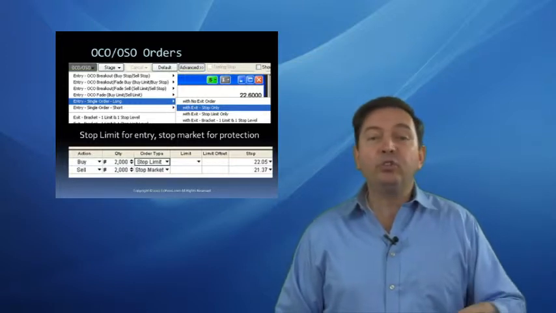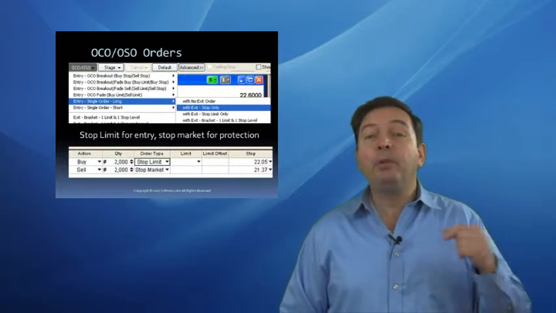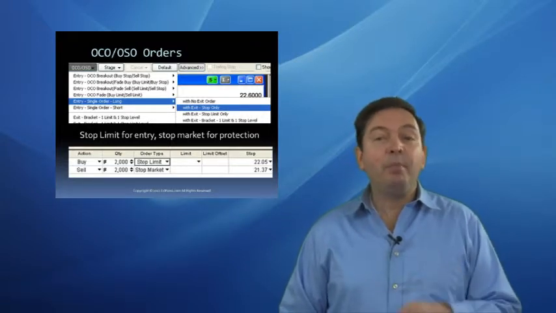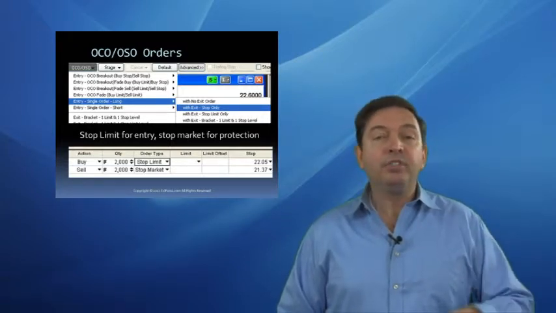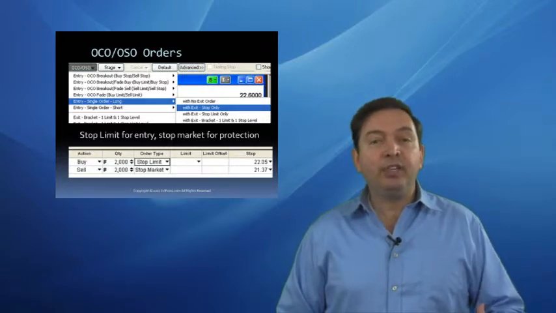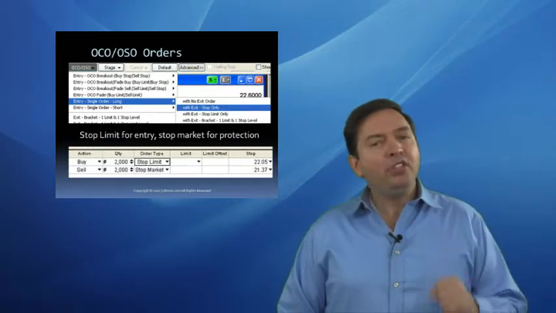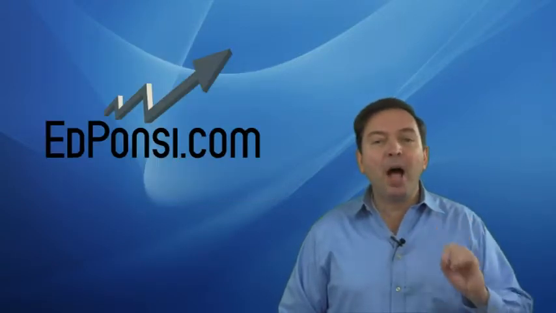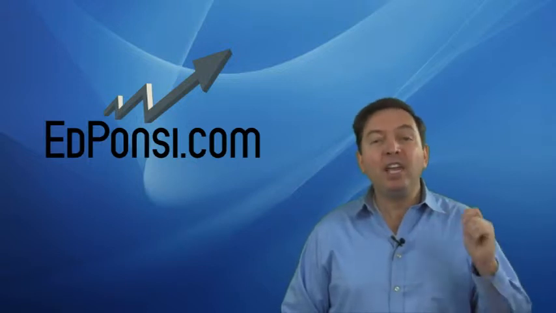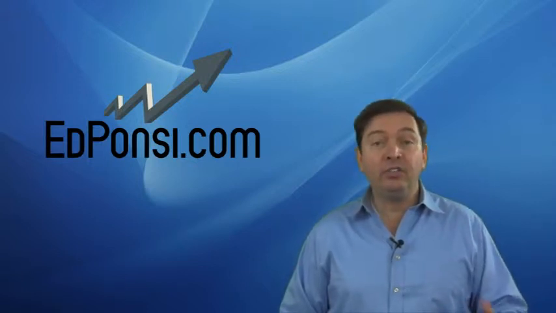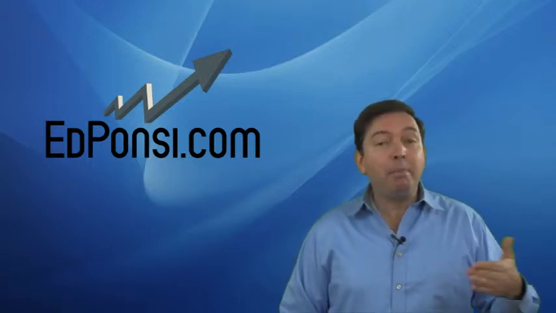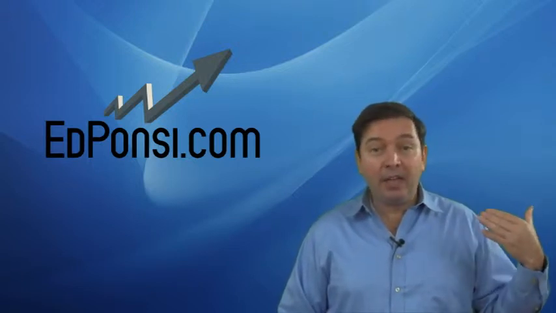So here we have it on the screen. You can see there's a stop limit order to get into the trade and a stop market order to get out if it goes against us. Why did we do it that way? We want the stop limit for entry because we are going to eliminate the possibility of paying more than 22.05 to get into the stock. We might miss the trade, but we're not going to get burned on the entry by overpaying.